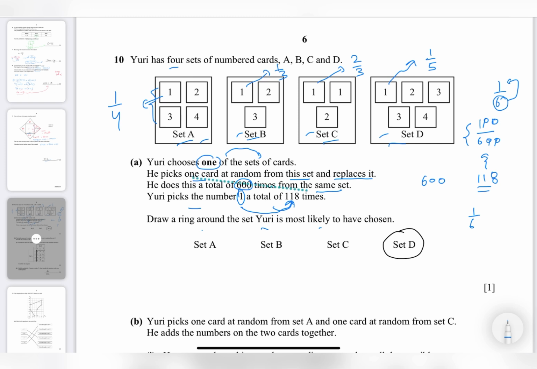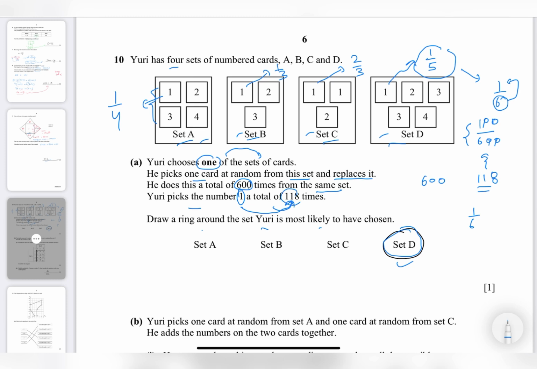Where is the probability of 1 nearest? It is nearest in set D, right? Yes or no? Nearest to 1 upon 6. So we will circle set D for it. I know it is a kind of tricky. Just rewind the video, go through it again, and you will try to understand it.